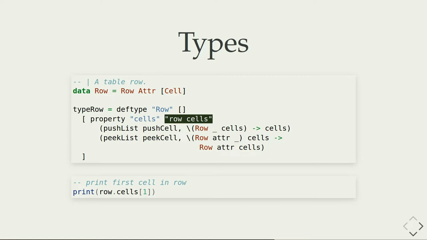And then we define how this cell property behaves. Namely, it's a list of cells. So push cell would be defined somewhere else. And this is more or less a length. So we define how the list of cells can be retrieved from the row object. And here below, the same thing, but in reverse: when we get the row object from the stack, we define how we would set the cells in the row object.